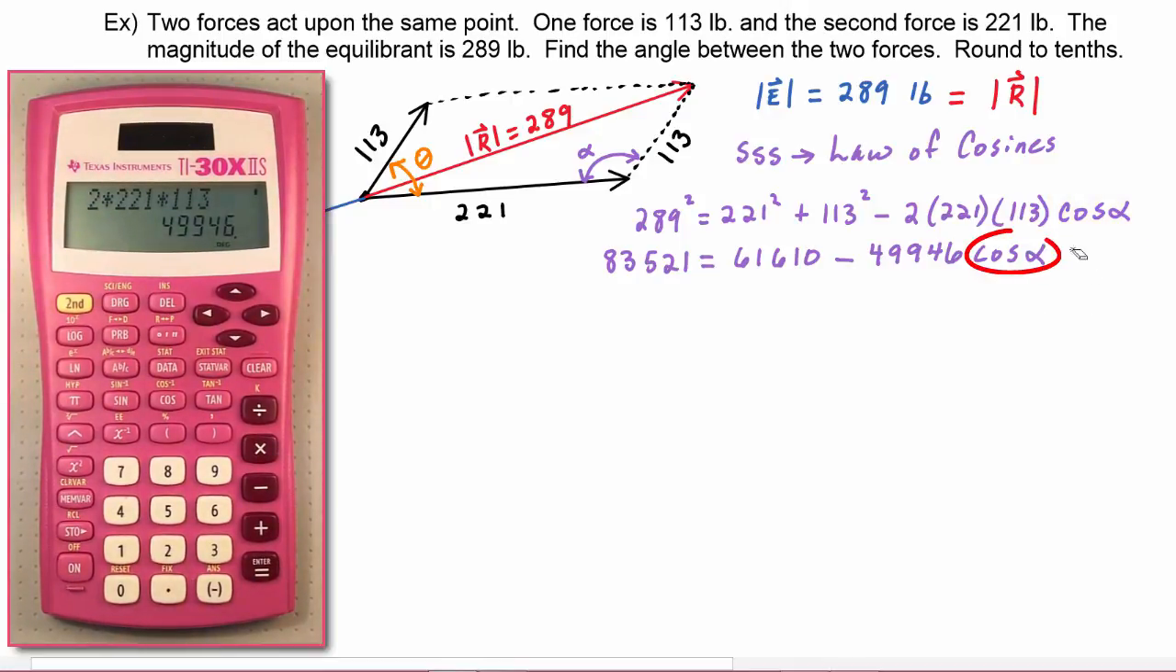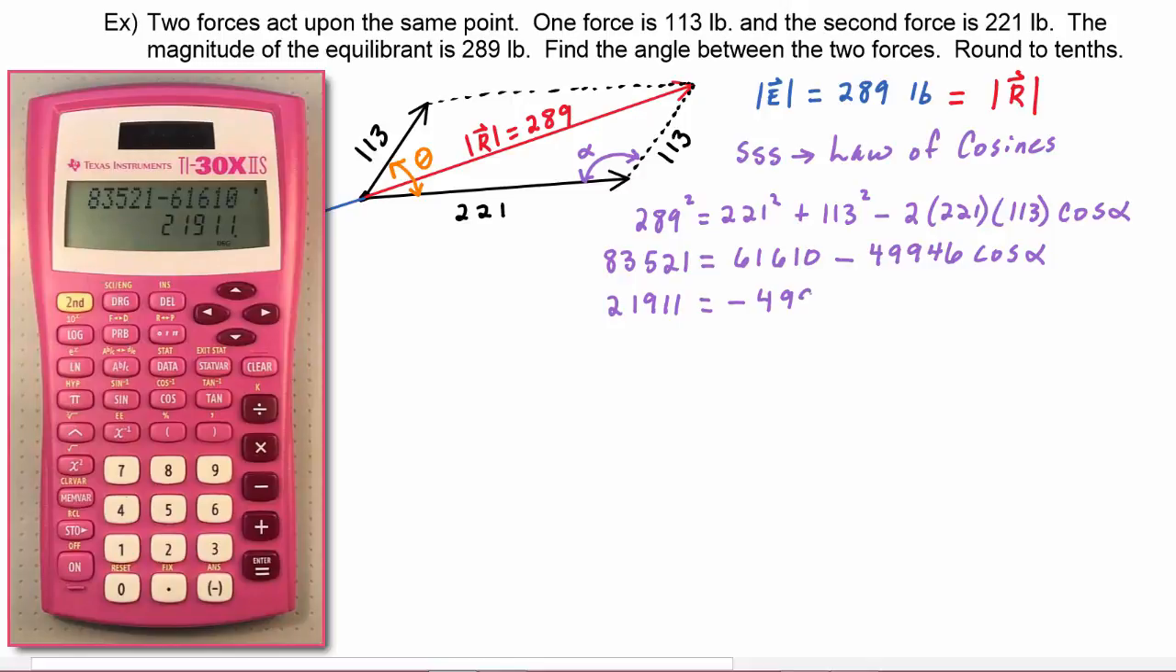So we're working to isolate this cosine of alpha. First, let's subtract 61,610 from both sides. So we will take the 83,521 and subtract 61,610 and get 21,911, which has to equal negative 49,946 cosine alpha.